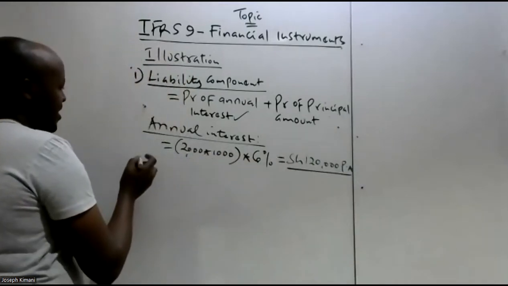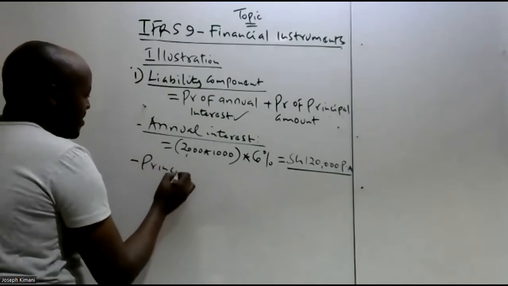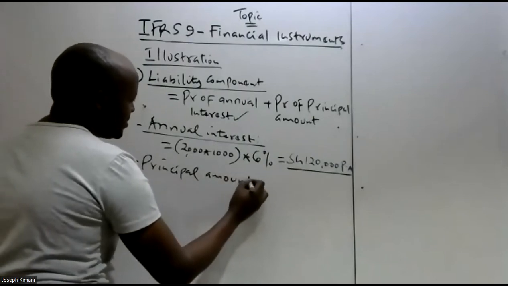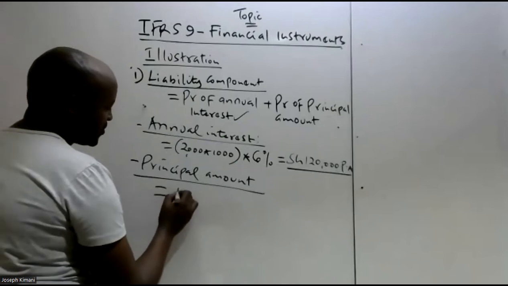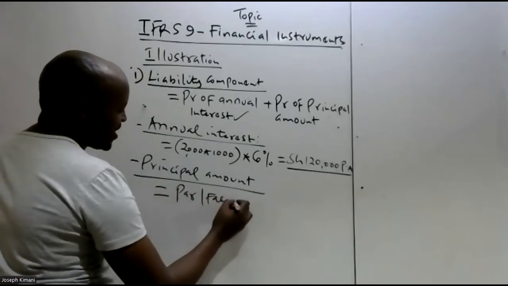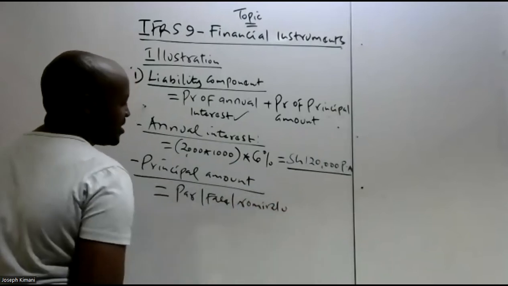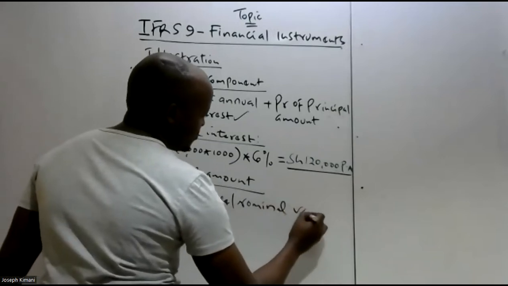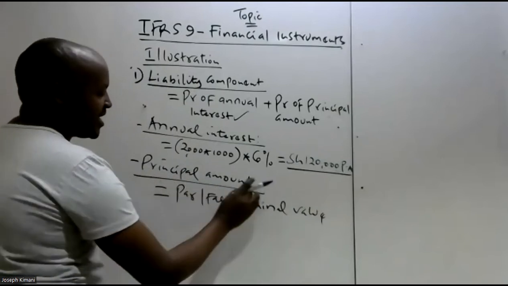And then we also need to determine what the principal amount will be. The principal amount in this case, unless told otherwise, is always equal to the par value. The par value is the same as the face value, and also the same as the nominal value. So that is the amount which is to be paid at the end of the 3rd year.